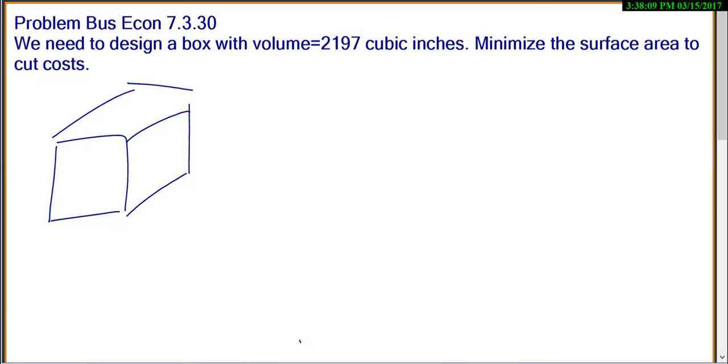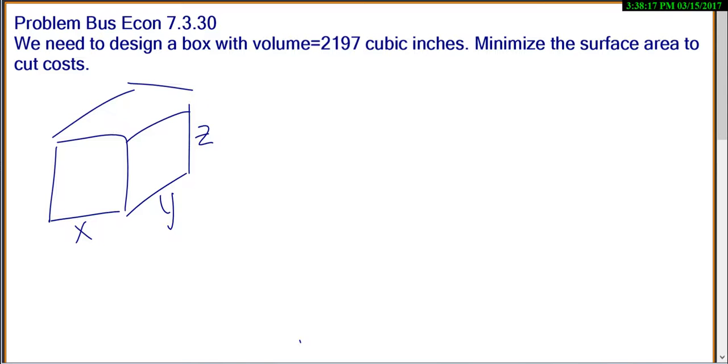In this problem, we need to design a box. We know that we have a set volume of 2197 cubic inches that we need to have, but we want to minimize the surface area so we can cut costs. So first of all, if you're looking at this box, let's say we have x, y, and z. Those are the dimensions of our box.